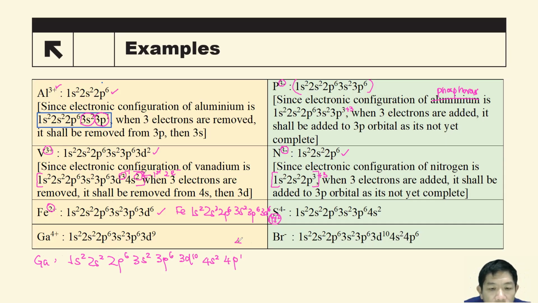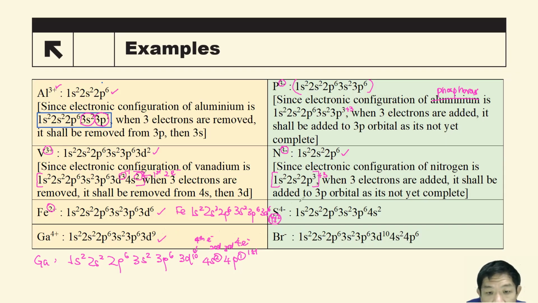So if you were to remove 4 electrons in here, the first is removed from the 4p, the second and third are removed from the 4s, and then finally the fourth electron is removed from the 3d. So that is why you have gallium 4+ with 3d in here.